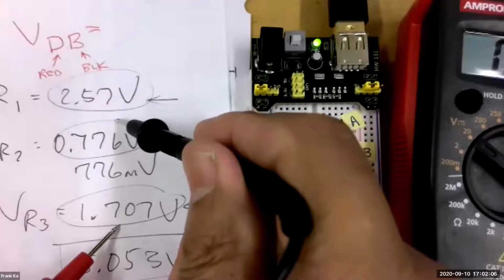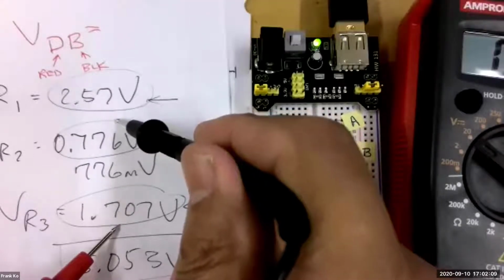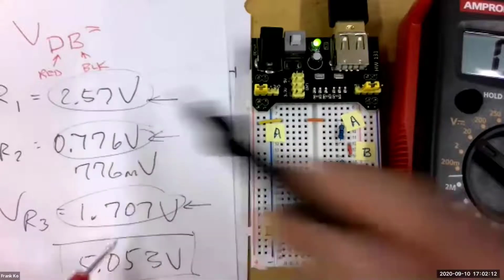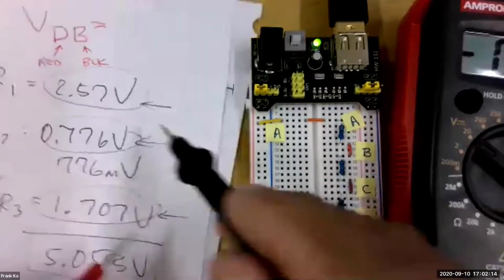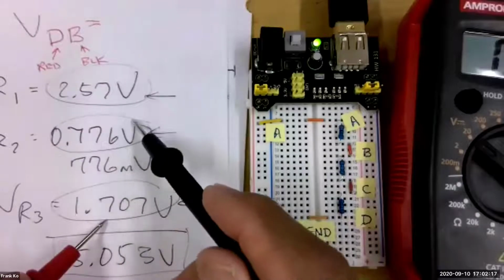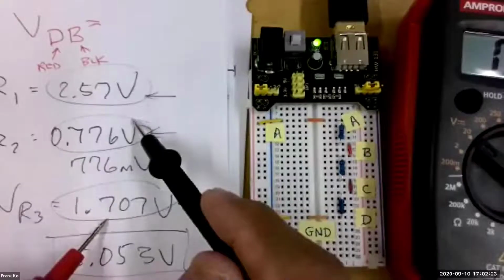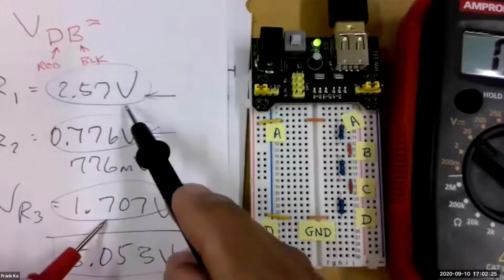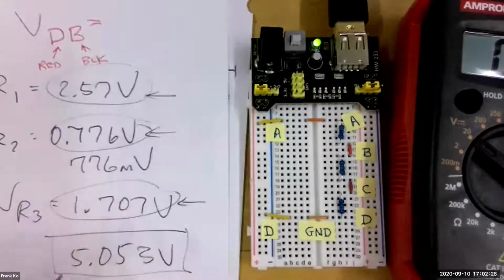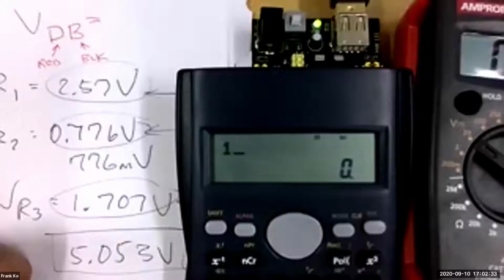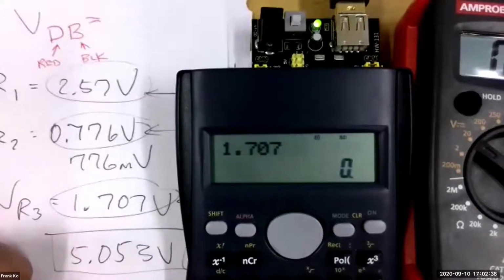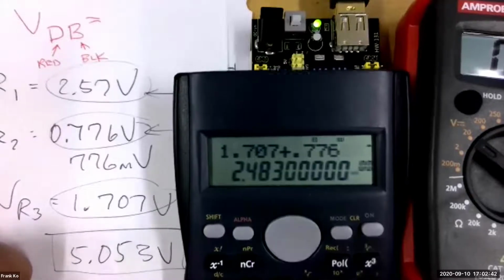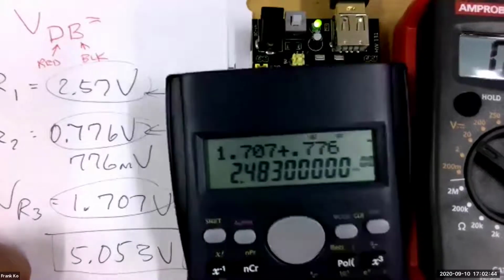So what do you think my voltage ought to be, Mr. Robert Benavides? How do I determine what my voltage ought to be between these two resistors based on our previously calculated voltages? You're going to add them? Okay, we're going to add them. So what are we going to add? The 1.707 plus the 0.776? Let's go ahead and add them. Clear, 1.707, and I'm going to add that to 0.776. Boom. I get 2.483 volts calculated.